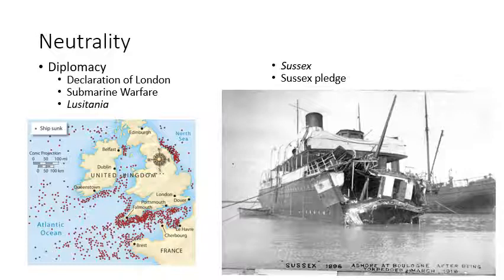So the German response to all of this was submarine warfare. Basically, this means that neutral ships risk being sunk because Germany is going to use submarines against Allied shipping in the war zone all around the British Isles. The other reason neutral ships risk being sunk is because British ships illegally would fly neutral flags.